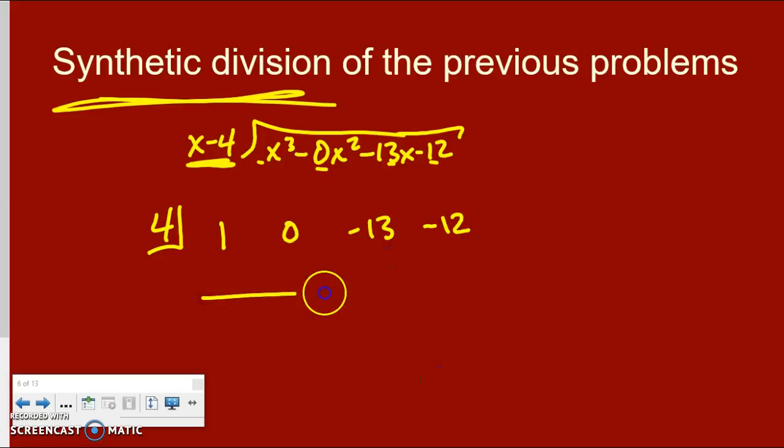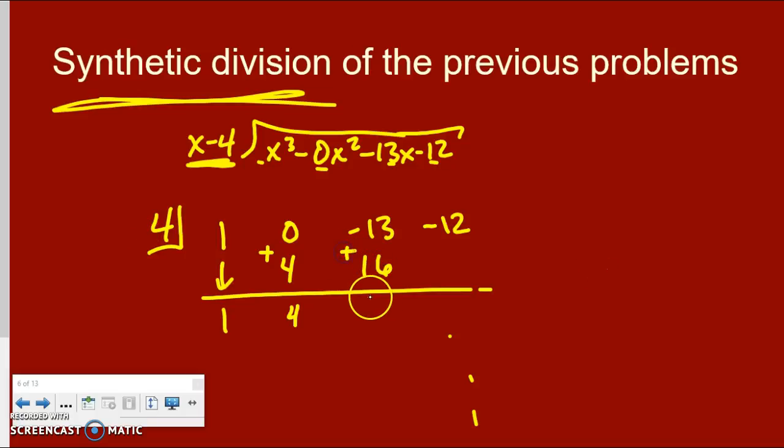And now the process is very, very easy. The first thing you do is bring down that first term. So bring down the 1. At this point, it's multiplication. 4 times 1 is 4. And in here, I'm always adding. So 0 and 4 is 4. 4 times 4 is 16, always adding. So a 3, 4 times 3 is 12, and you get 0 here. The last number is always going to be your remainder. So that's kind of key.